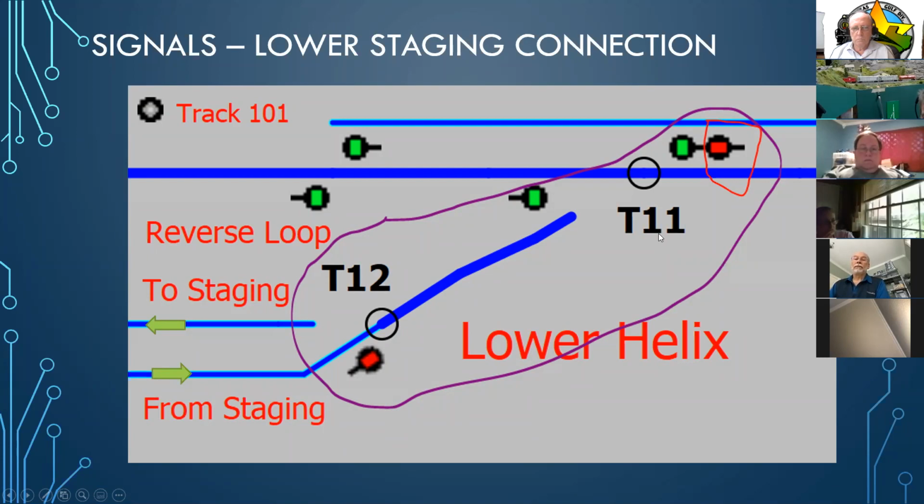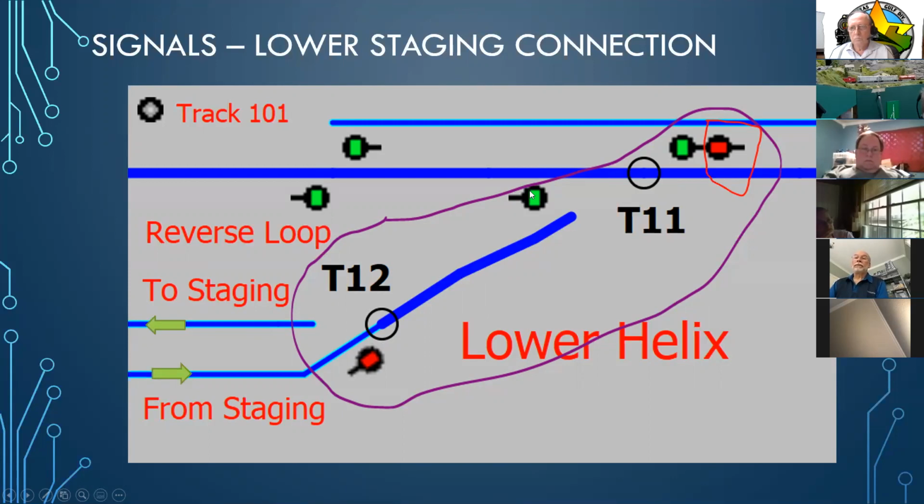So what I want to do is put this signal here on T11. The green indicates that the straight ahead is clear, like it is in the picture. Or this lower head would indicate green if it was on the diverging route down to staging. Even if it was on the diverging route but coming up from staging, this would not be green, because it can only be green if it's going through T11 and then on to T12 down to staging.